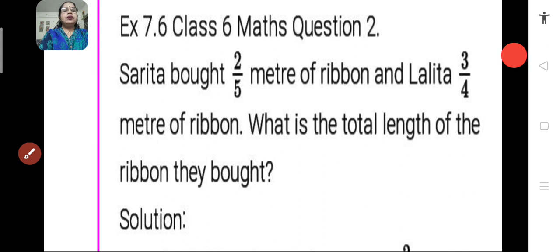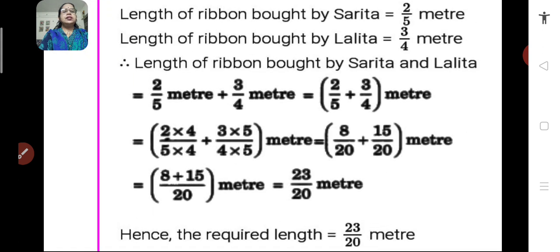Now here we have a word problem. Sarita bought 2/5 meter of a ribbon and Lalita 3/4 meter of the ribbon. What is the total length of the ribbon they bought? So what we have to do to get the total length? We have to add both the fractions. Let's see how we do this.